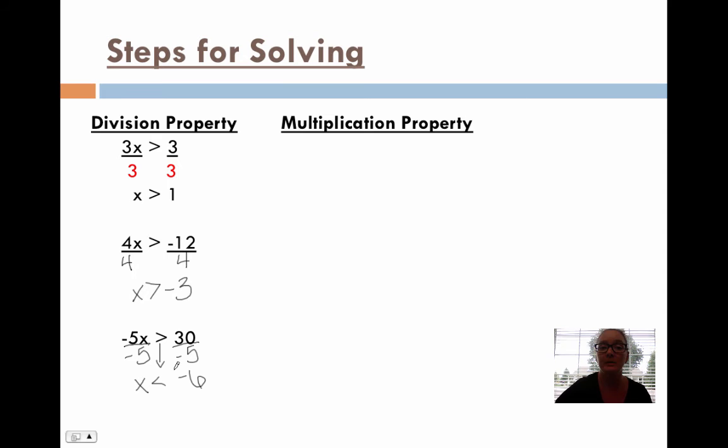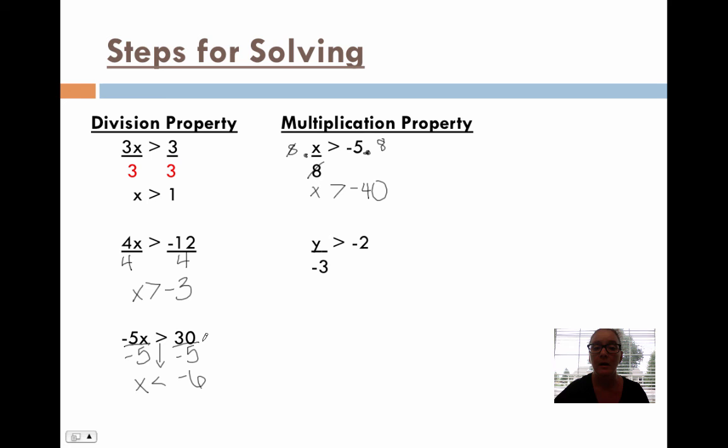Let's try it with multiplication. We have x over 8 is greater than -5. What do we need to do? We need to multiply both sides by 8, or 8 over 1 if that's what you're thinking, because remember this is 1x over 8. So we can multiply both sides by 8. We have x by itself, and x is greater than negative 40 because negative 5 times 8 is negative 40.